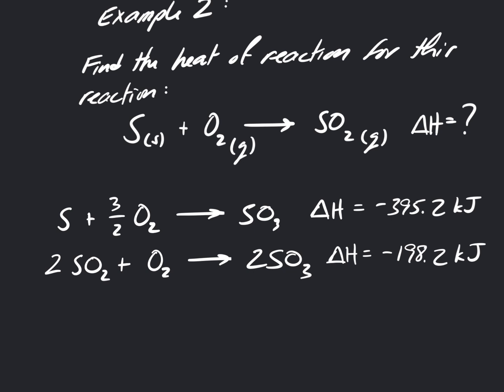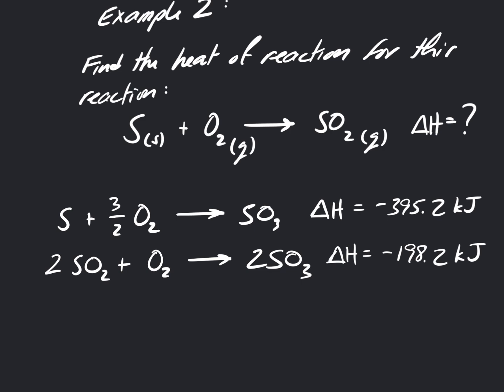Now, you're going to notice something here that you've never seen before. For this coefficient here, they've written it as 3 halves instead of a whole number that you're used to seeing. Like in this next equation, you've got a 2 and a 1 and a 2. Well, here it's got 3 halves. Why the heck are we doing that?